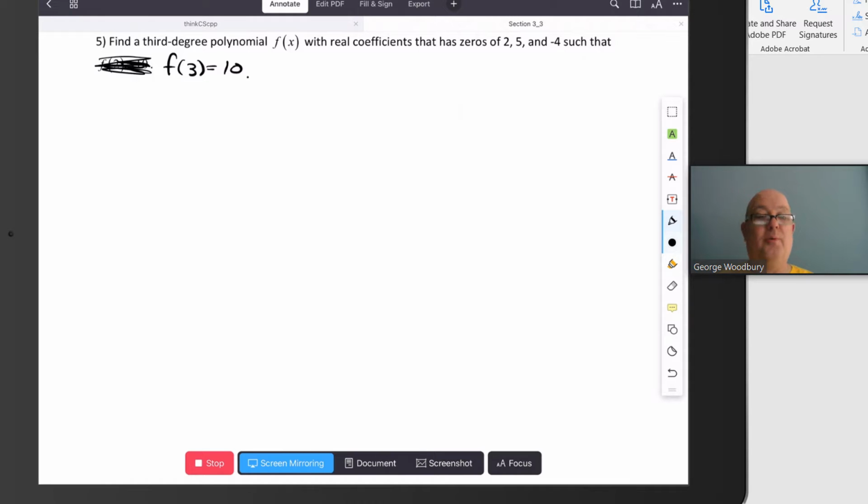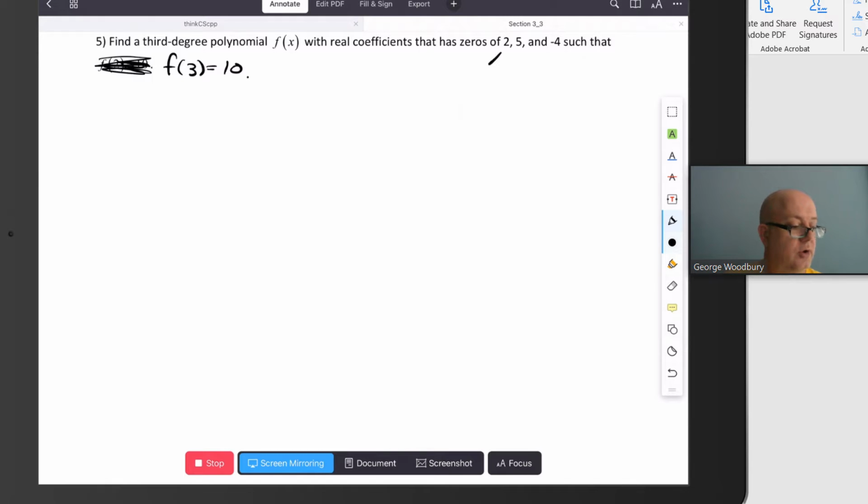We're going to kind of go backwards from where we just were. We're going to start with the zeros and try to figure out what the function was, rather than starting with the function and finding the zeros. In this case, I'm looking for a third degree polynomial, so x cubed, that has real coefficients and has zeros of 2, 5, and -4, and we know that when we evaluate the function at 3, f of 3, we get a result of 10.